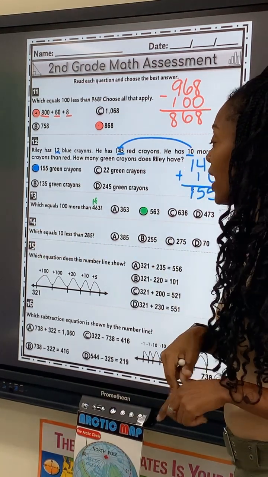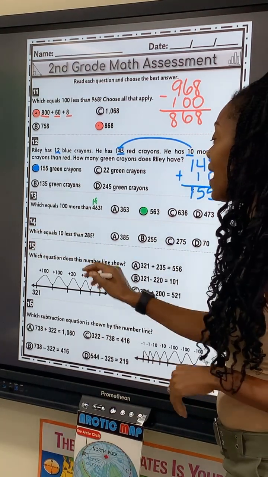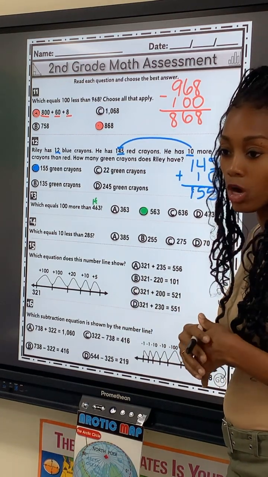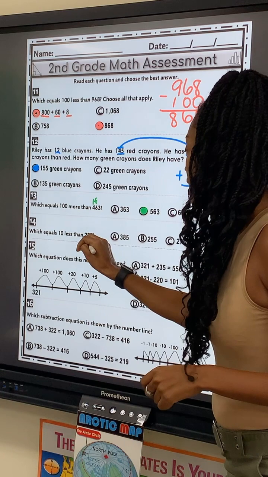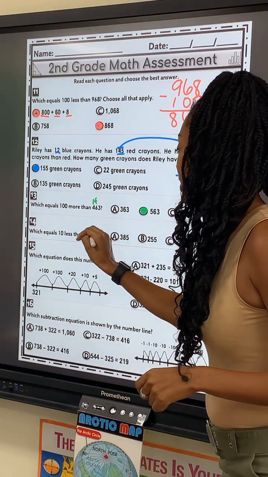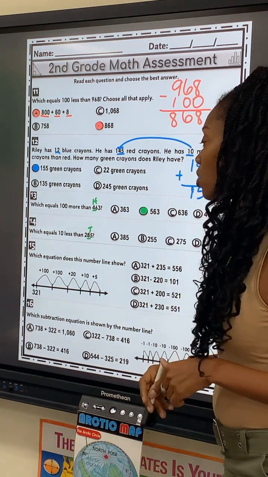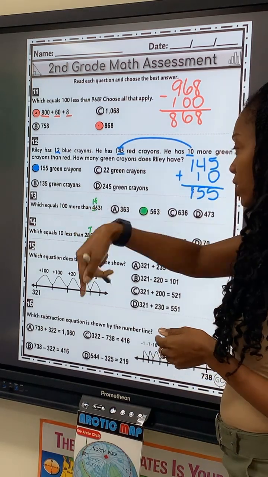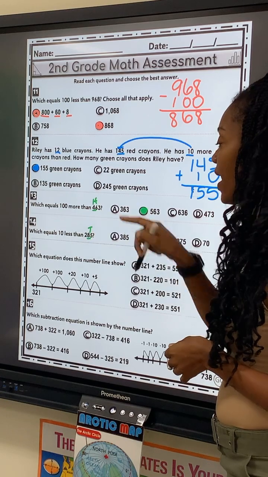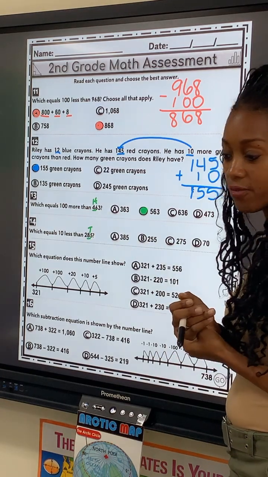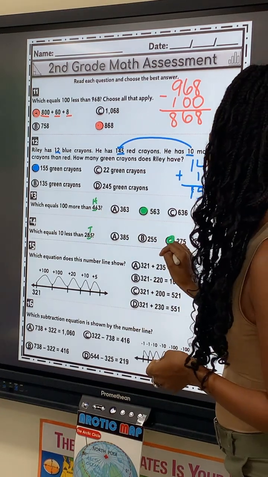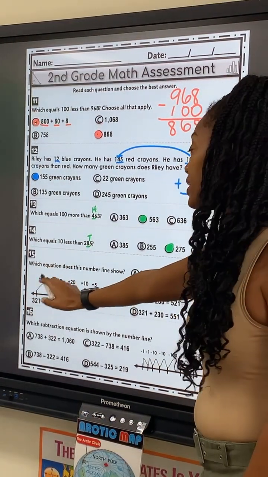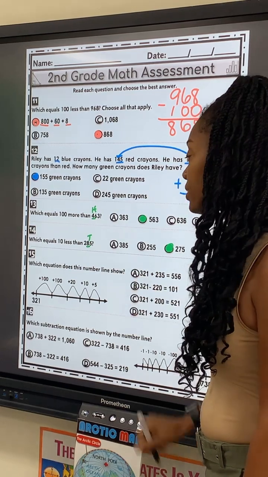Number 14 says, which equals 10 less than 285? What place should I be concerned with? The 10. And that is the 8. Very good. So 10 less, meaning we do what? Subtract and go 1 down. So what's the answer to 10 less than 285? 275. 275. Very good.